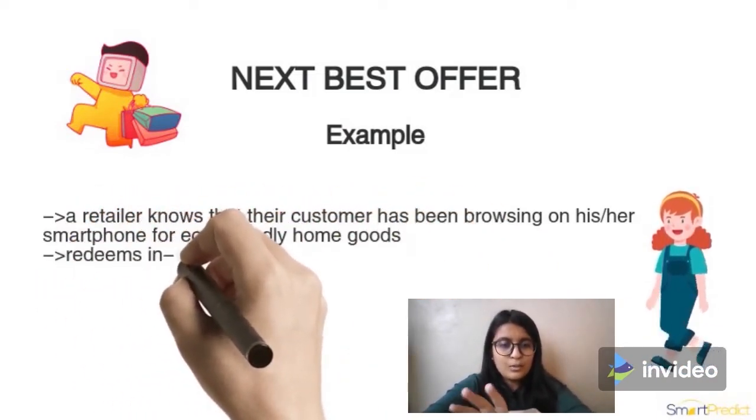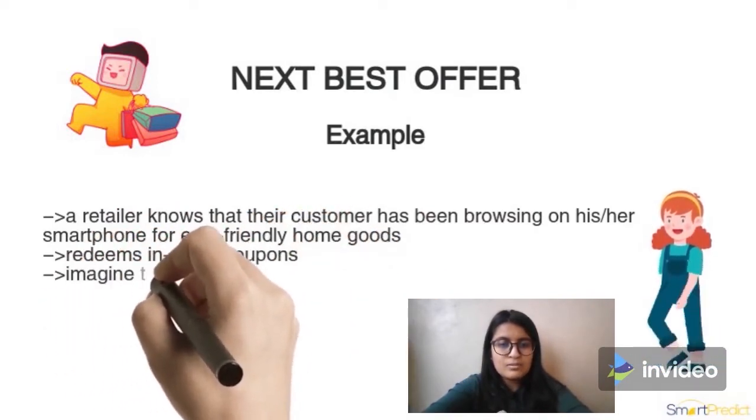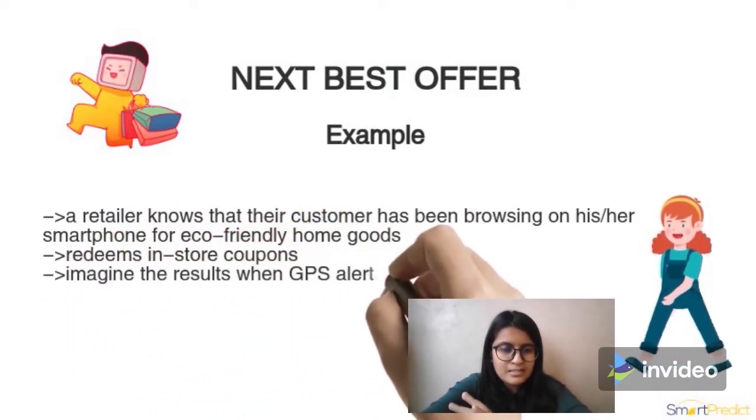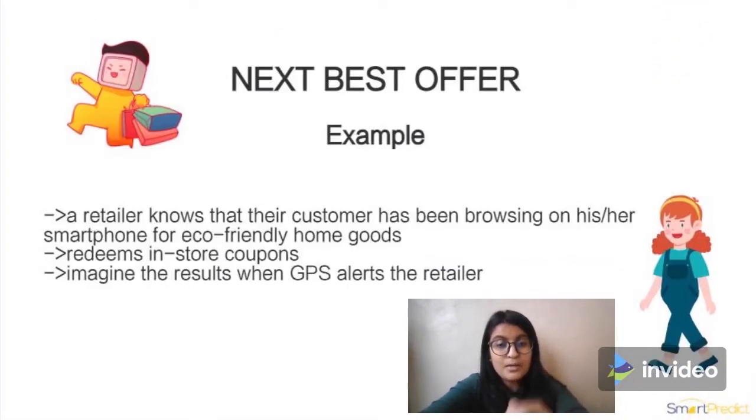If a retailer knows that their customer has been browsing on his or her device for eco-friendly home goods and that particular person is an opt-in customer who frequently redeems in-store coupons, imagine the results when GPS alerts the retailer that she just walked into one of their stores. The machine can apply predictive analysis and score different options for offers so that she can get her next best offer.